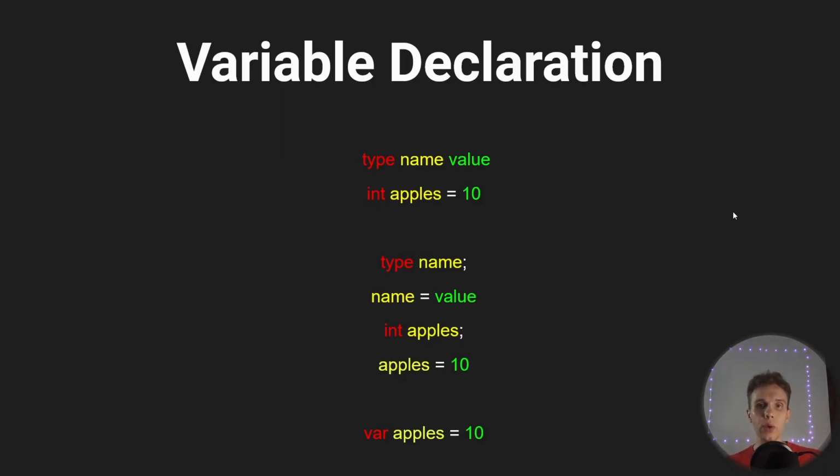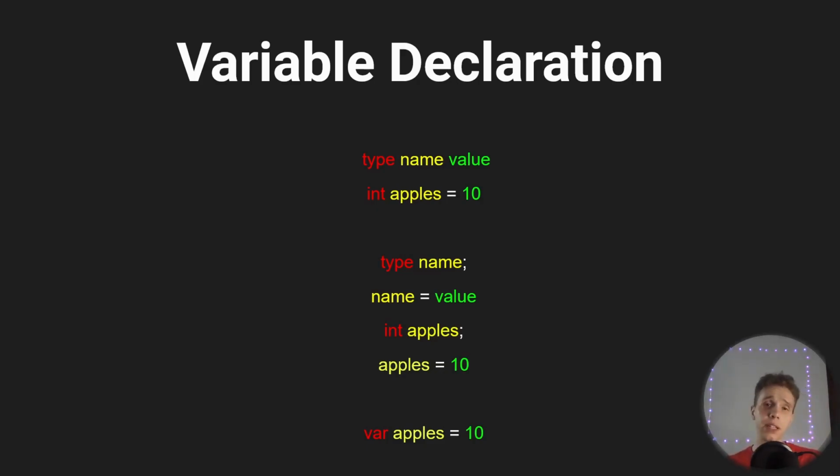Another way that you can do that is you can first declare a variable. You can say first type and name, and then you can assign it a value later in your code. So you can create a variable, say int apples, and then later you can assign it a value of 10 or any other value that you want.